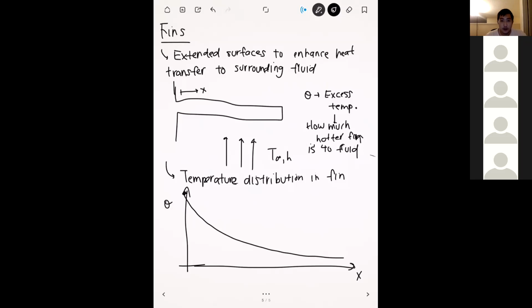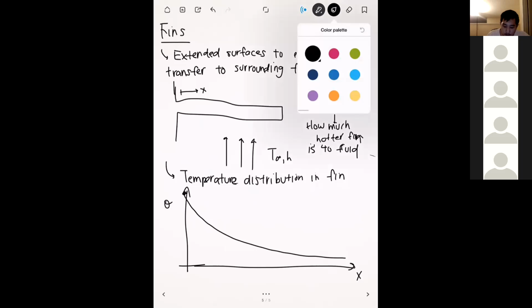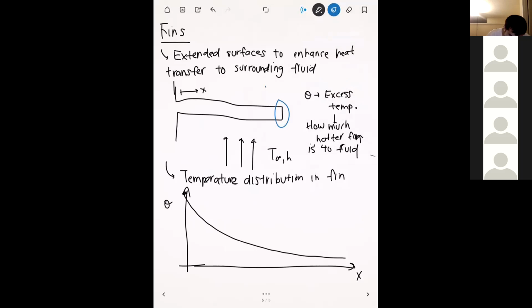And then as the fin loses heat to the fluid, as you go to the end, the temperature decreases. So by the end of the fin, you have less and less heat transfer. The solution that we spent basically half the lecture deriving last time was for a specific condition at the tip of the fin. I mentioned last time that there are 4 different tip conditions that we can use.